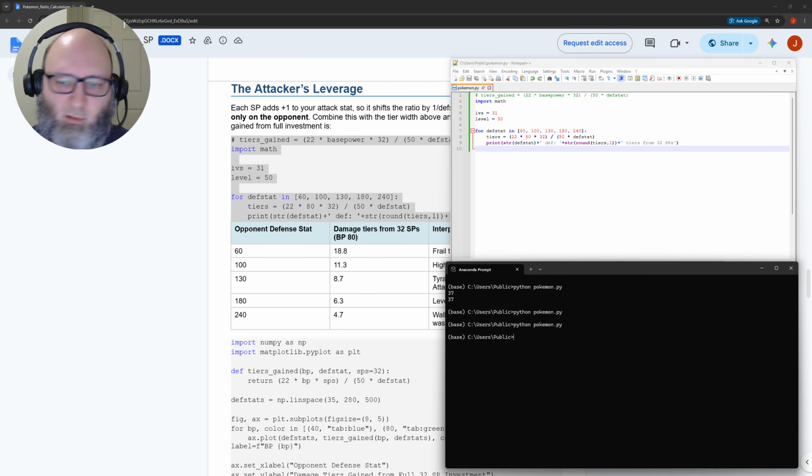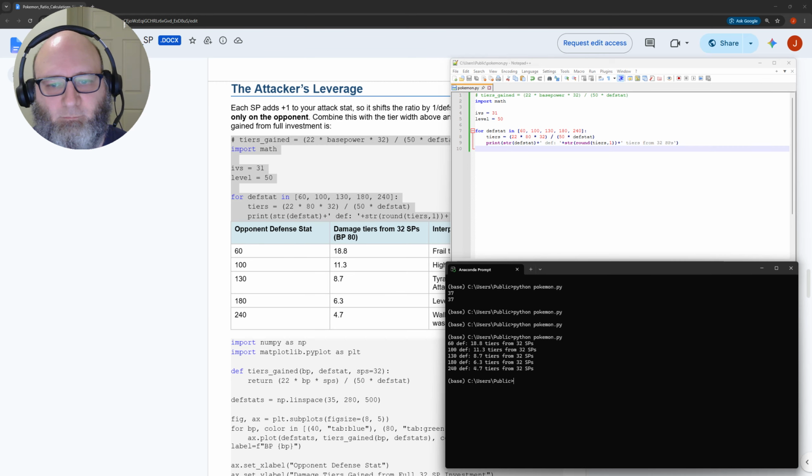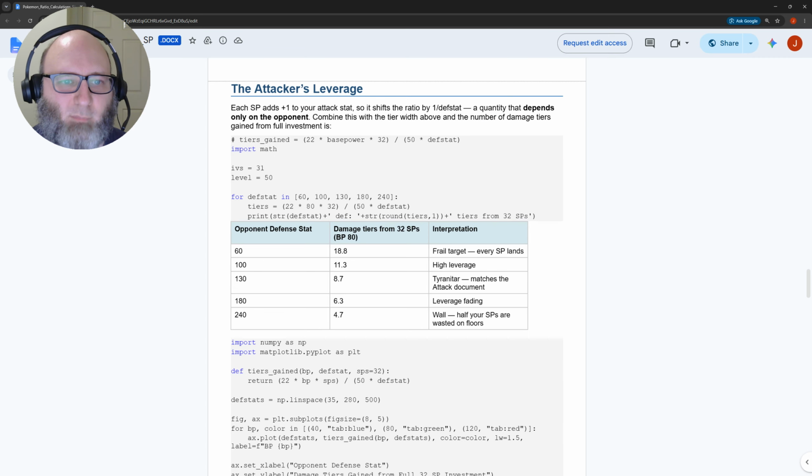So again, running that, I've got the output. The opponent's def stat: we're just picking ranges. We've got 60, 100, 130, 180, 240. And then damage tiers from 32 SPs. We're just going to stick with our base power 80.